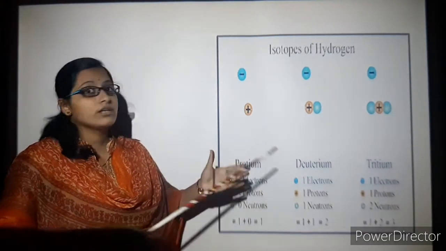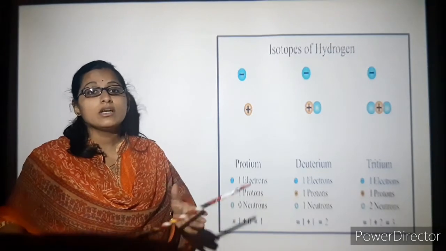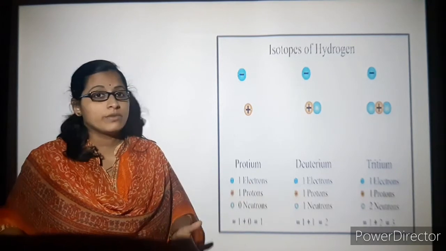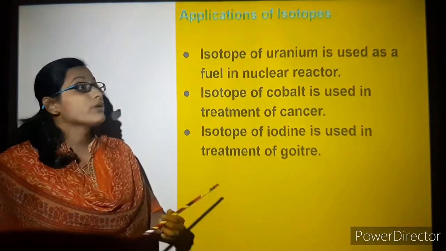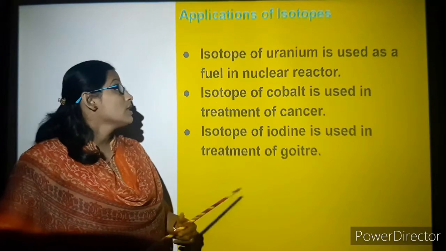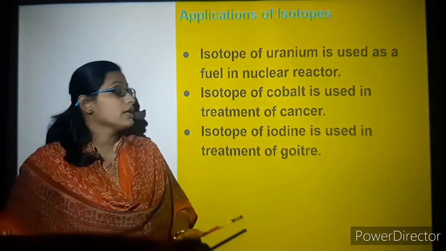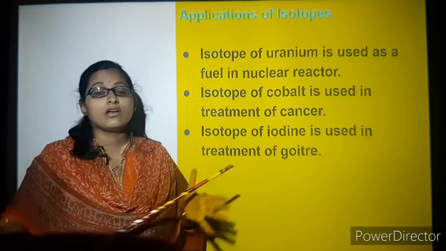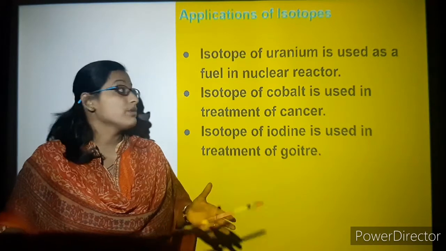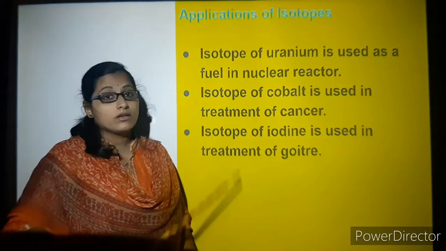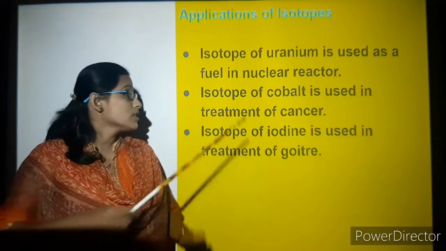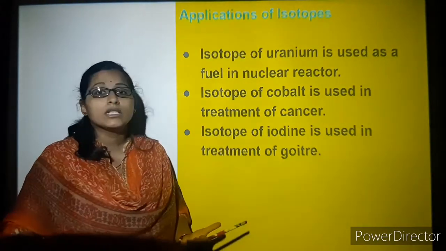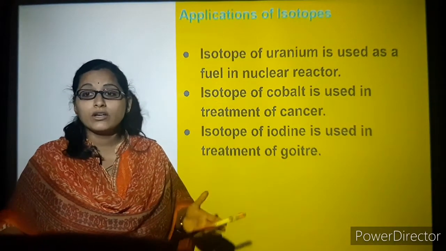So this is how you can differentiate isotopes of different elements. Only some of the elements have different mass numbers irrespective of the atomic number. Next we will see some applications of isotopes. Let's take the isotope of uranium, which is used in the nuclear reactor for the fission and fusion reactions taking place. The isotope of cobalt is used in the treatment of cancer, and the isotope of iodine is used in the treatment of goiter.